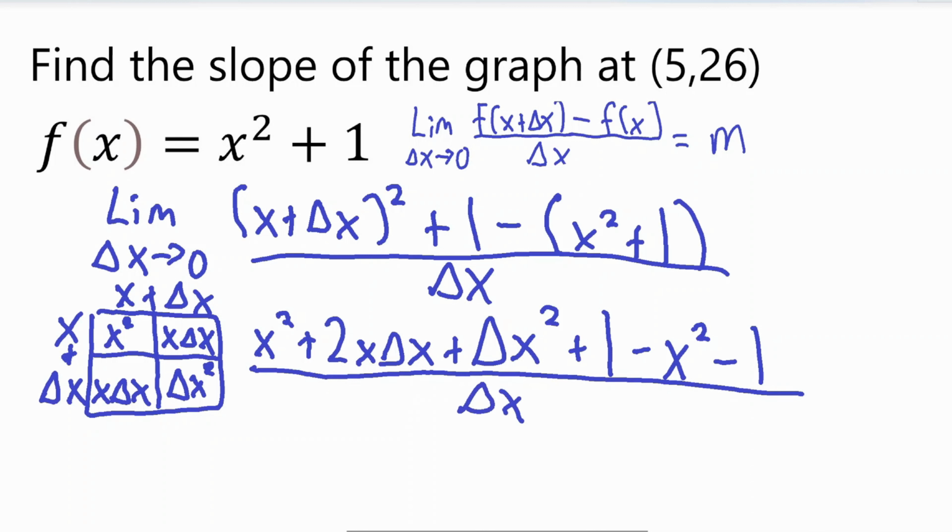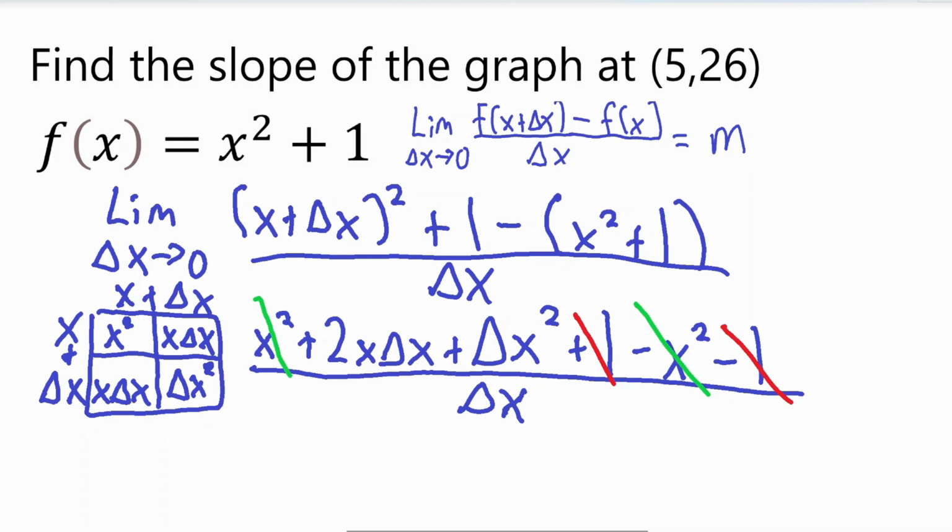Now whenever doing these problems, if you're doing it right, you should be able to cancel out some things. Notice here we have a positive 1 and a negative 1, so those two can cancel out with each other. Here we have an x squared and a negative x squared, so that can cancel out with each other, leaving us with 2x delta x plus delta x squared over delta x.